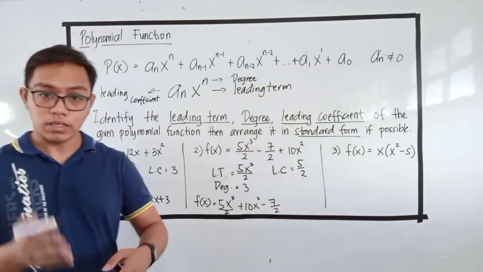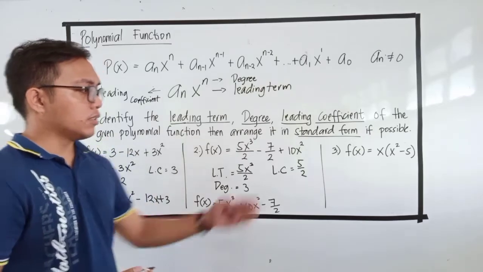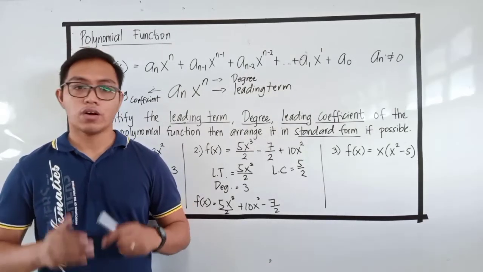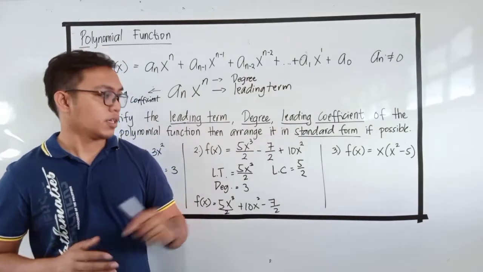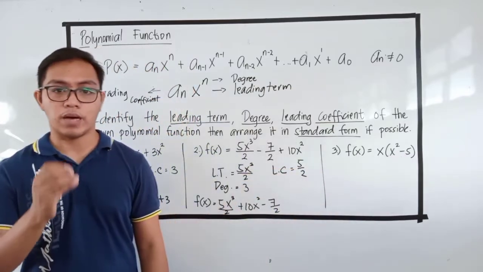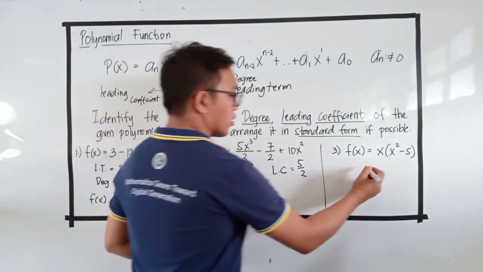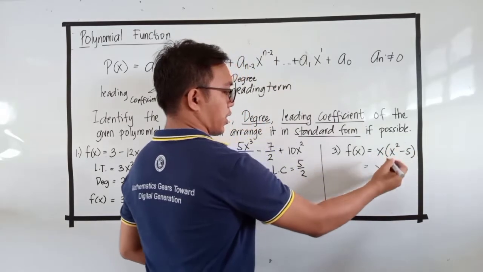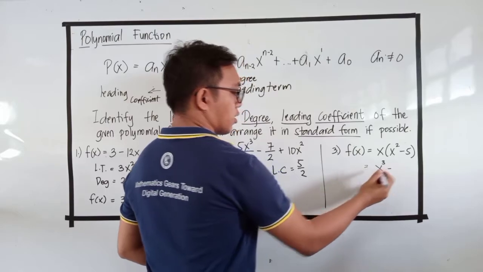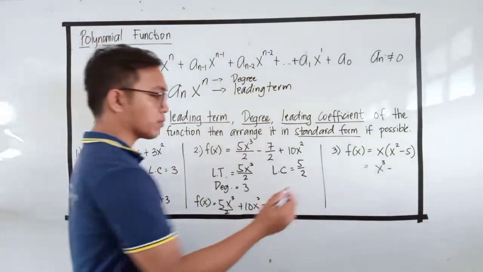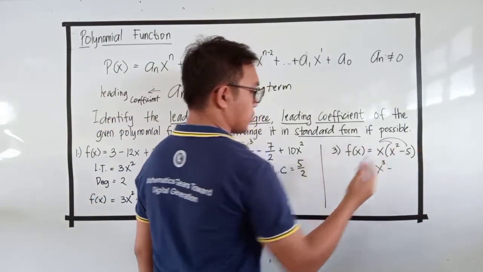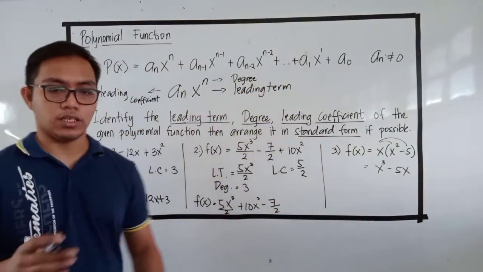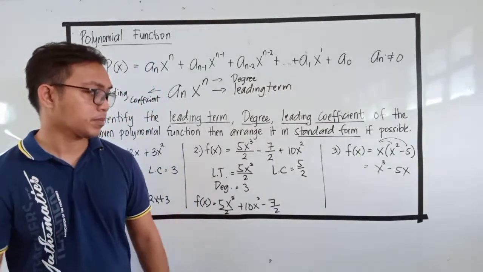How about number 3? In this case, our given is in factored form. Therefore, we need to multiply the given so that we can have our polynomial function. So, x times x² is x³ by the distributive property. Then x times -5 is -5x. And as you notice, it is already arranged in standard form.